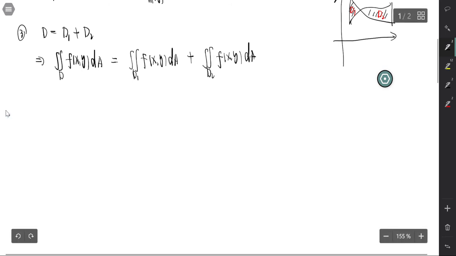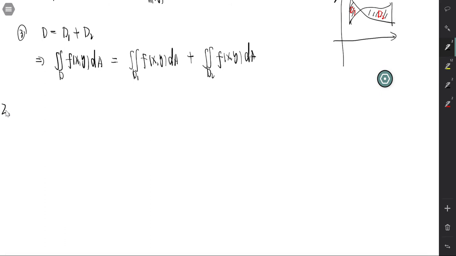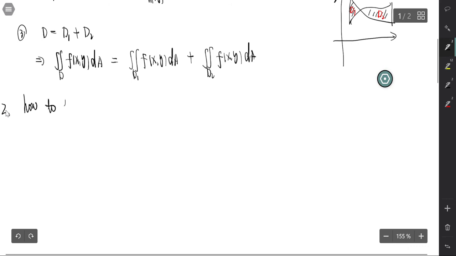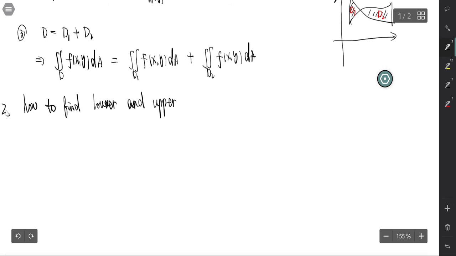We summarize the method here. The most difficult part of evaluating a double integral is how to find the upper limit and lower limit. The steps are like this. The first step, each time we want to evaluate a double integral, is to sketch the region.